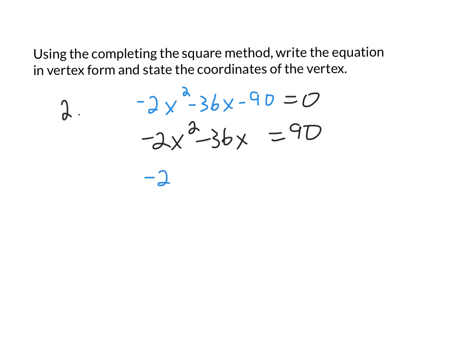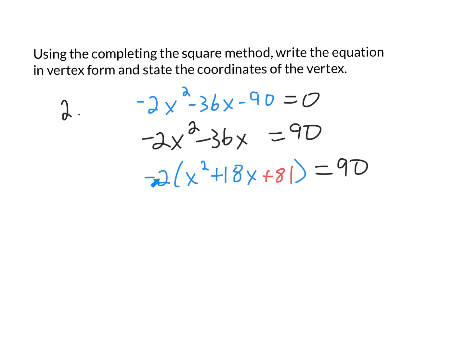So -2, and then what we're left with is x squared plus 18x, because -2 times positive 18x would get us back to the -36, okay? And then we're going to end up completing that square, and it equals 90, okay? So what are we going to need to add here to complete the square of just this part here, x squared plus 18x? Well, we take half of 18, which is 9, and we square that. That's 81. So we are going to be adding 81 to complete the square.